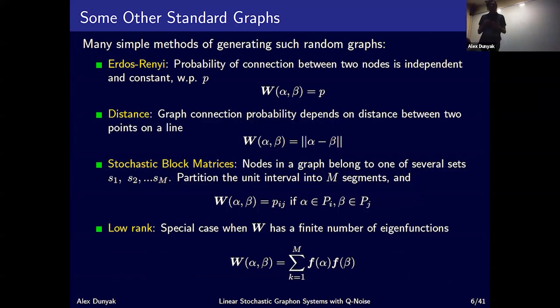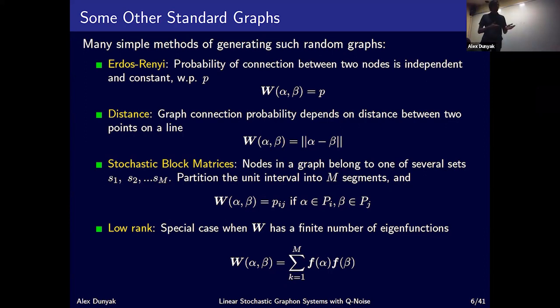So there are some other standard graphs. We're not going to go too into detail, but we might just have, for example, some other common graphs that might have a graphon. You have an Erdős-Renyi graph, where the probability of connection is just constant between any two nodes, independent of any other nodes. You could also say that the probability of connection between two nodes on a graph that's defined on a line is given by the distance between the nodes, or some function of the distance between the nodes.